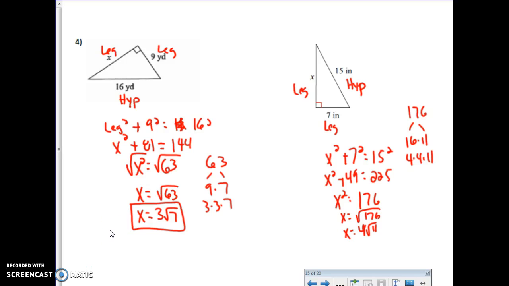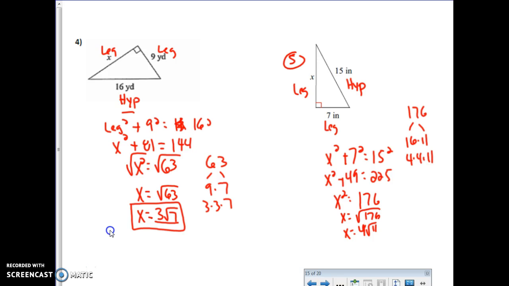All right, guys, so hopefully you had a chance to watch. I'll try the next two, try 4 and 5 for me. For 4, I got the distance to be 3 square root of 7. I did leg squared plus leg squared equals hypotenuse squared. So I got x squared plus 9 squared equals 16 squared. When I solved it, I got x squared to be 63. When I break down 63, I get 3 square root of 7.